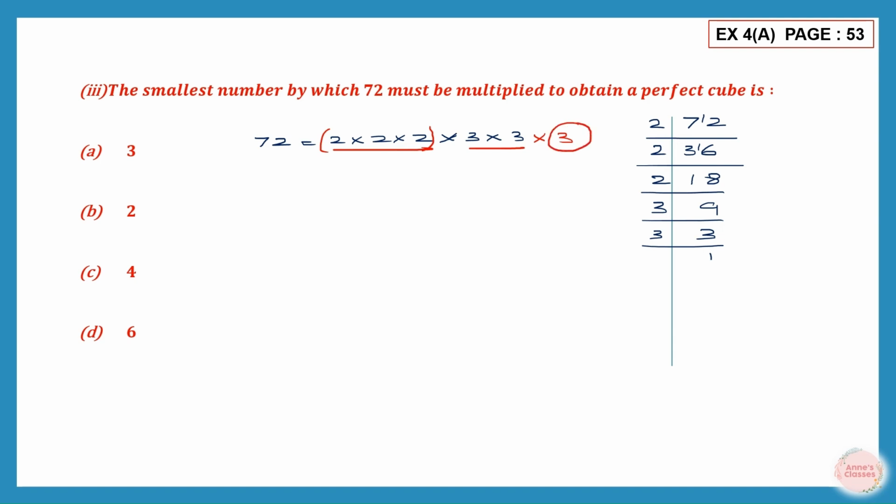So that means the smallest number by which 72 must be multiplied, 72 has to be multiplied by 3. Only then you can get a perfect cube. So this is the smallest number, 3. And that is option A. So that is our answer, 3.